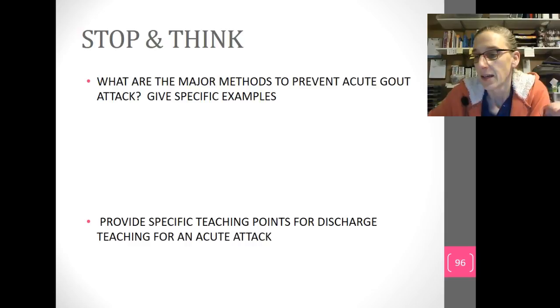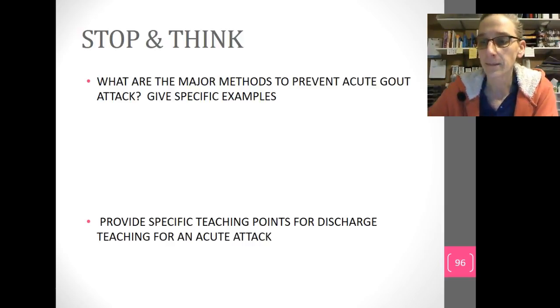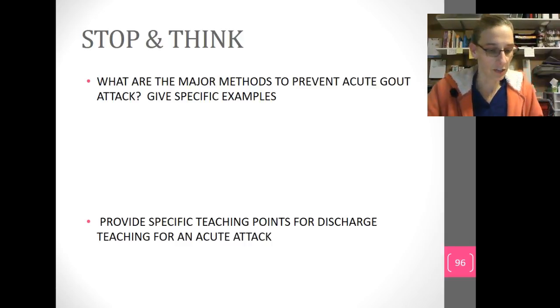So you want diets with potatoes, whole grains, peas, vegetables, pasta. You don't want to eat organ meats, shellfish, mushrooms, alcohol. Okay? So be sure you review those things.